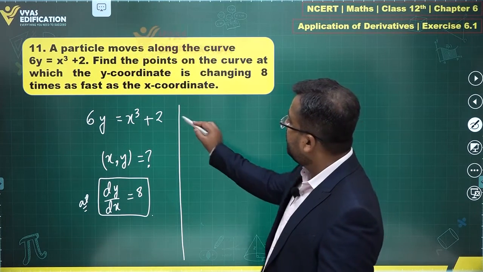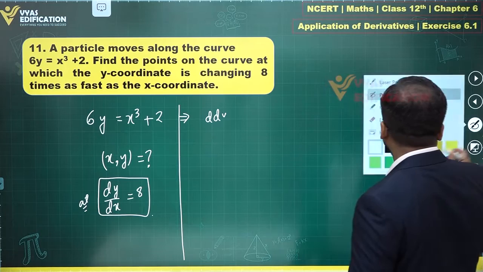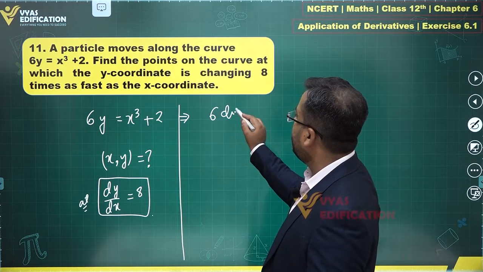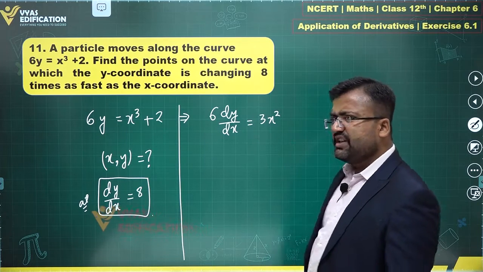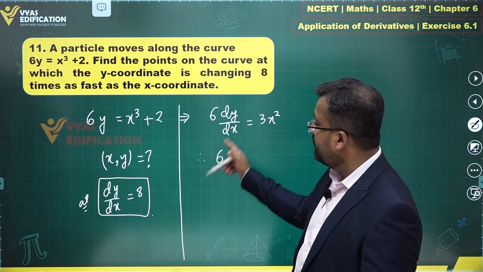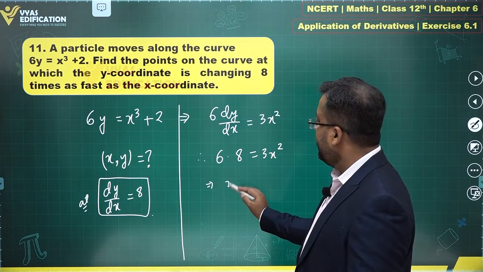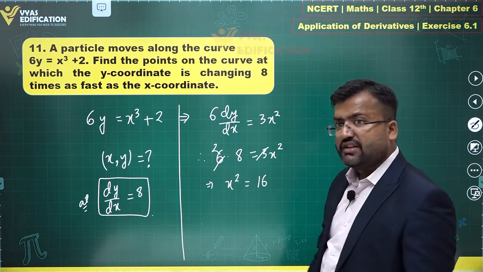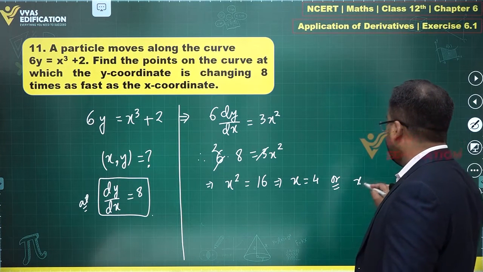This is important. So with the help of this, can I differentiate 6 times dy upon dx? What will that be? This is 3x power 2 plus 0. That's what you'll have, right? Derivative with respect to this. And therefore, 6 times this will be 8 is equal to 3x square, which gives me x square is equal to 16. X square is simply 16, which gives me x equals 4 or x equals minus 4.